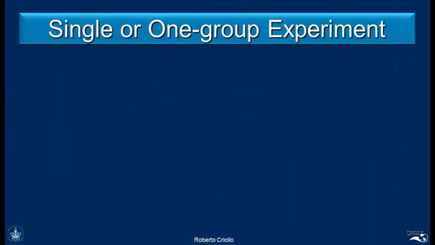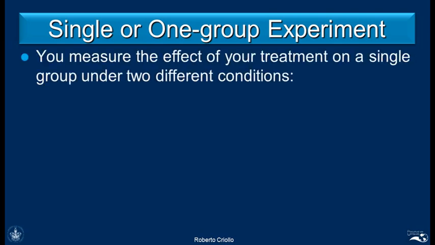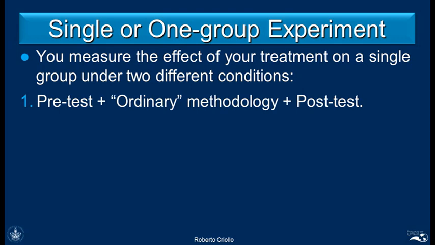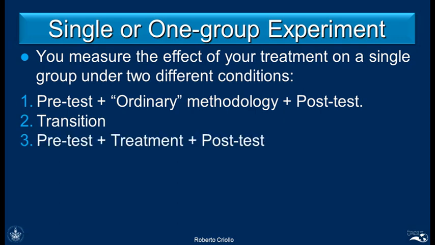A final kind of experimental design that is worth mentioning is a single or 1 group experiment. This one is not very common, and it is the least rigorous of all kinds of experimental design. In this one, as the name suggests, you measure the effect of your treatment on a single group under two different conditions. First, you administer a pre-test, you do some ordinary methodology in the sense that you don't apply a treatment, and you administer a post-test. Then you give some time for transitioning, and in a third moment, you administer a pre-test.